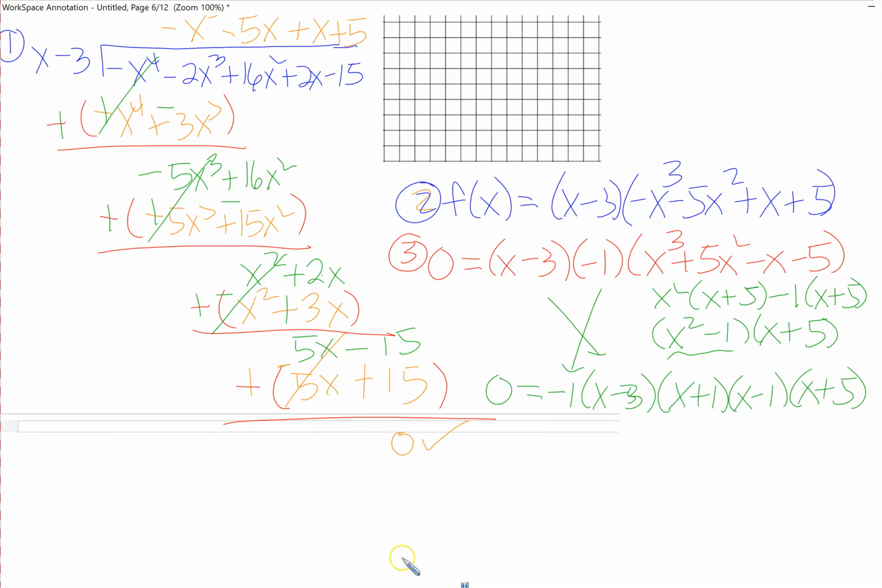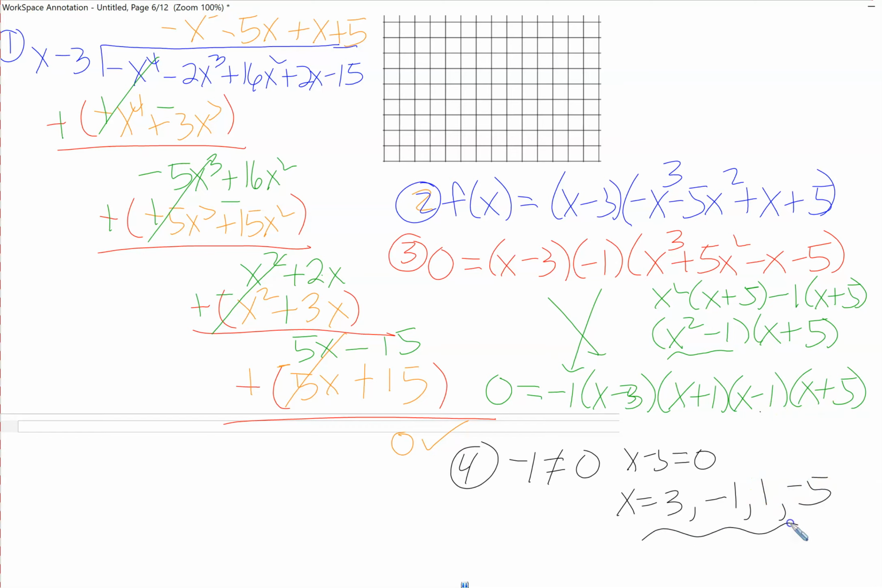So again, when I go to find my zeros, negative 1 can't be equal to 0, so it's not going to give us a value of x. X minus 3 could be equal to 0. That will give us a 0 of 3. X plus 1 could be equal to 0. That will give us negative 1. X minus 1 gives us positive 1, and x plus 5 gives us negative 5.